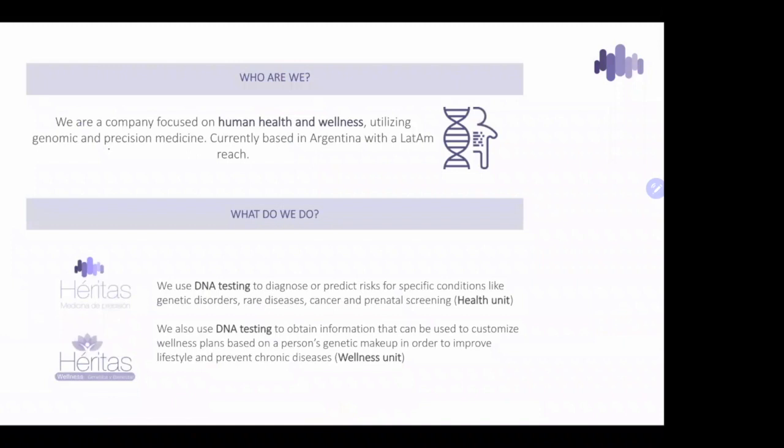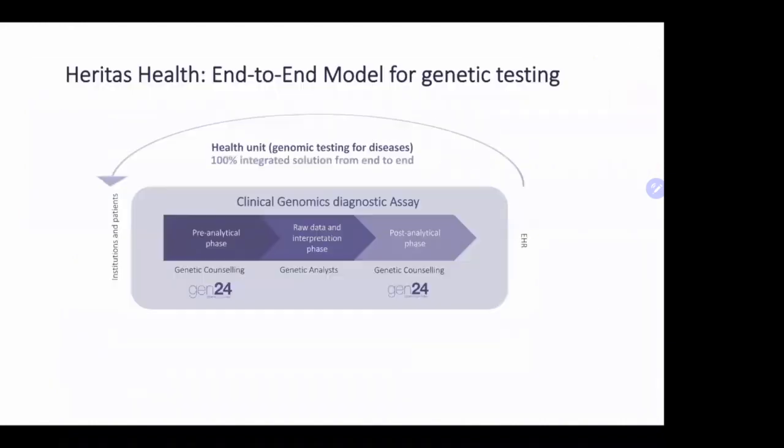In first place, I want to talk about who we are. We are a company focused on human health and wellness. We utilize genomic and precision medicine. We're currently based in Argentina with LATAM Bridge. We have 2 units, a health unit and a wellness unit. Within our health unit, we use DNA testing to diagnose or predict risk for specific conditions like genetic disorders, rare diseases, cancer, and prenatal screening. And within our wellness unit, we also use DNA testing to obtain information that can be customized in wellness plans.